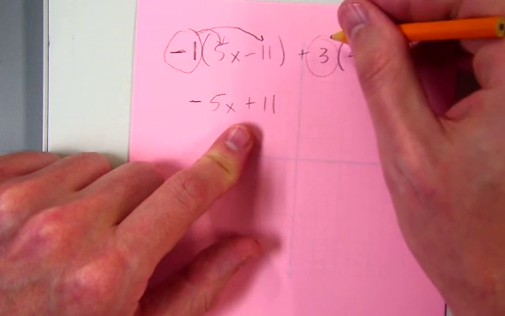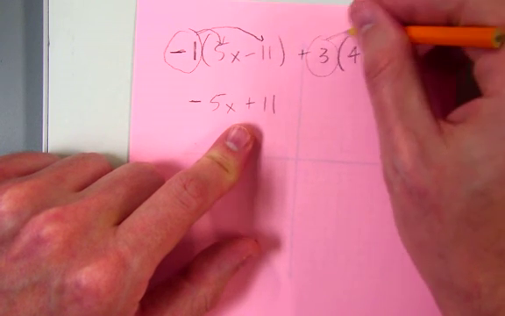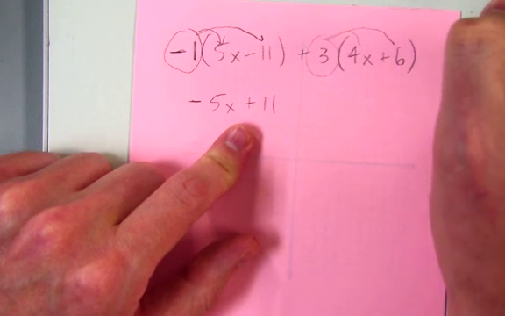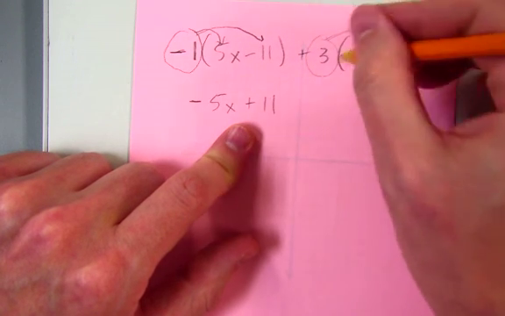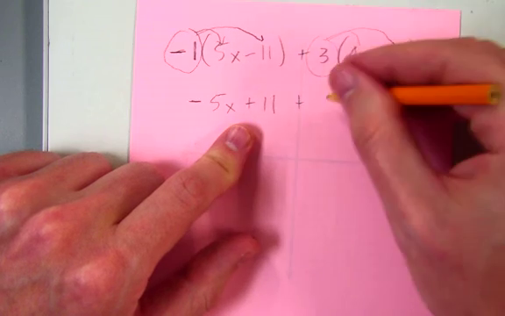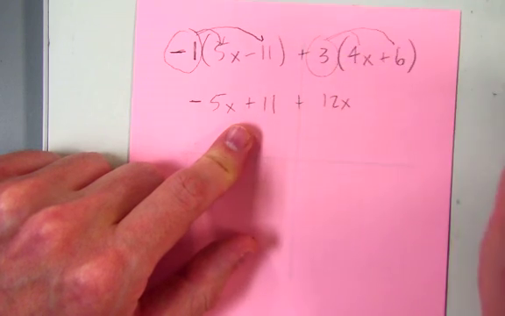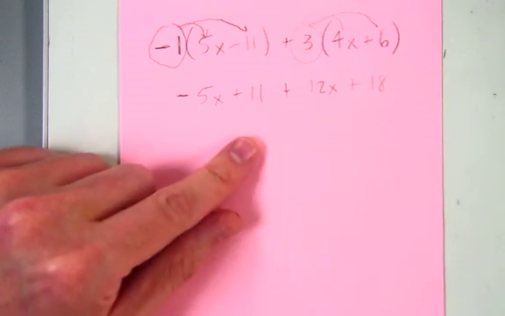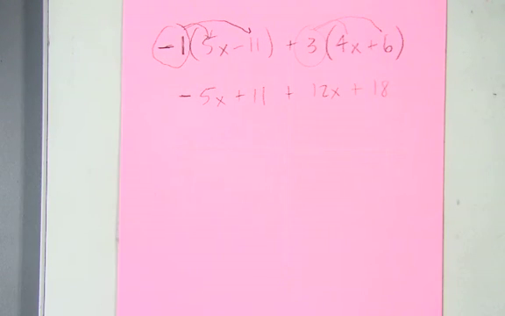Works out just fine. Now this 3 over here, we're going to distribute that across to these terms inside this parenthesis. So 3 times 4x is 12x, and 3 times 6 is 18. So my first step here was to use the distributive property to get rid of all of those parentheses. I had a couple of sets of parentheses. I've dealt with those first.